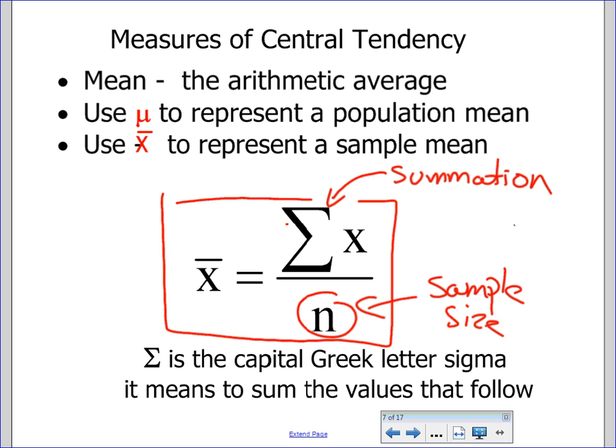So here's our first tricky thing: we're going to have different symbols depending on what kind of mean it is. If it is a population mean, like the SAT score, we will use mu. Remember, that was mu. But if we are representing a sample mean, we will use this symbol, which you say as x bar. And you'd read this as x bar.